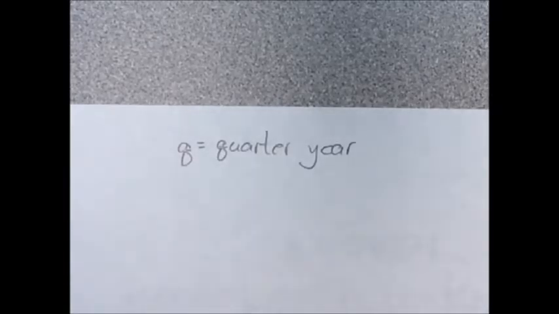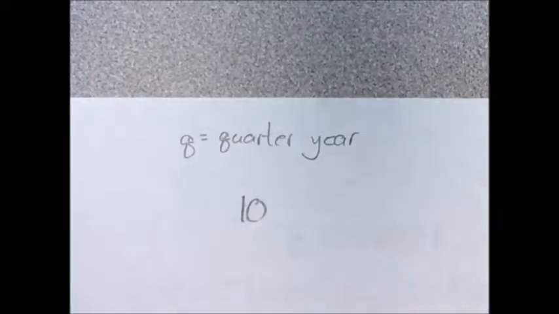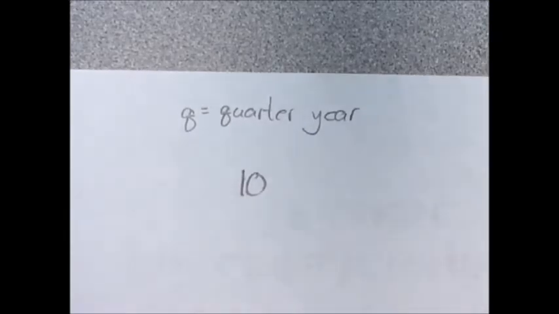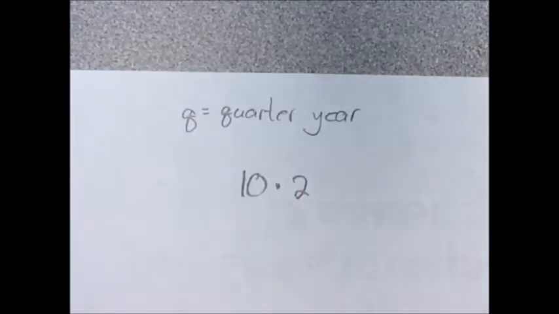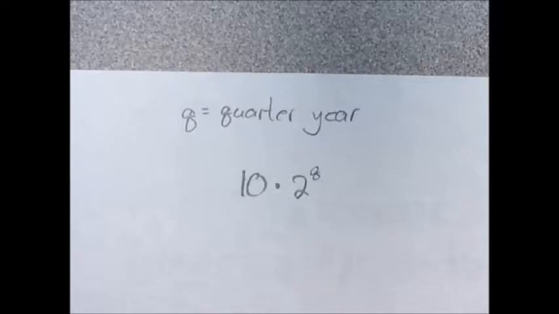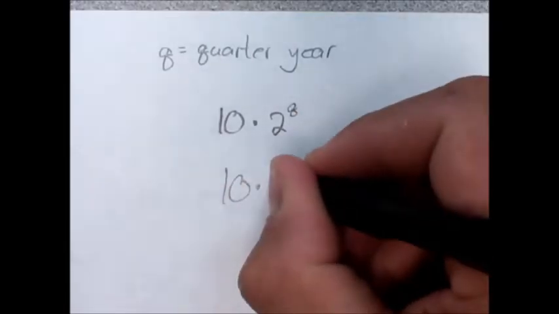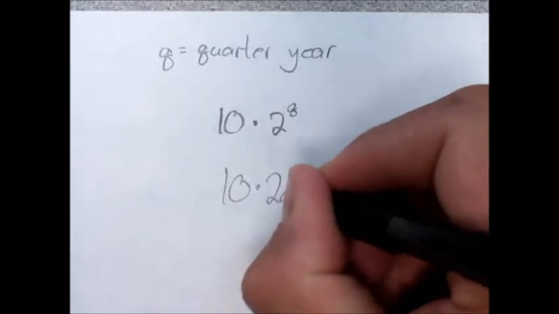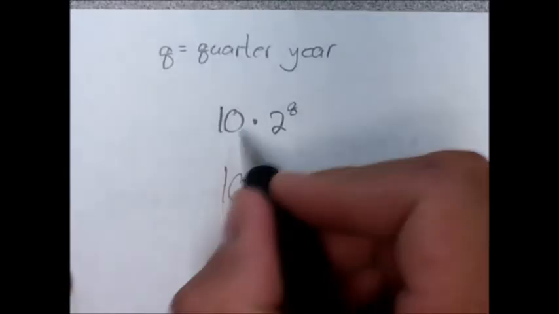Simple enough. Now, I said at first count there were 10 rabbits. And then it said that they double, meaning multiplied by 2, right? Every quarter. So 2 to the Q. Now let me show you the difference between 2 to the Q power and 2Q. So this is how they're written differently, but let's just look at the difference in their answers. This one's correct. Don't write this one down.